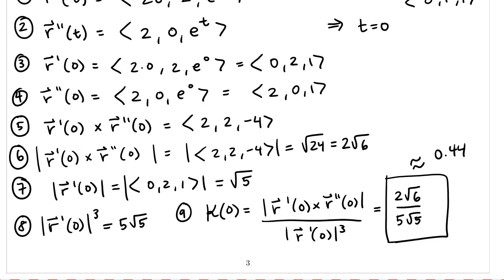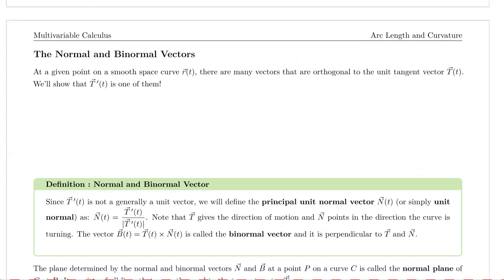So remember, the larger the value of kappa, the curvature, means that you are turning your steering wheel more, and the smaller the value, it means that you're turning your steering wheel less. If your value is 0, that means that you're not turning your steering wheel at all, and there is no curvature. In this next subsection, we're going to introduce the normal and binormal vectors.